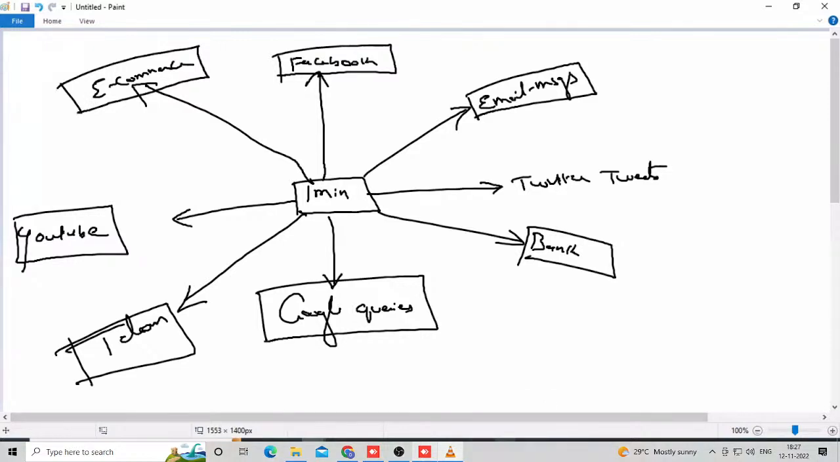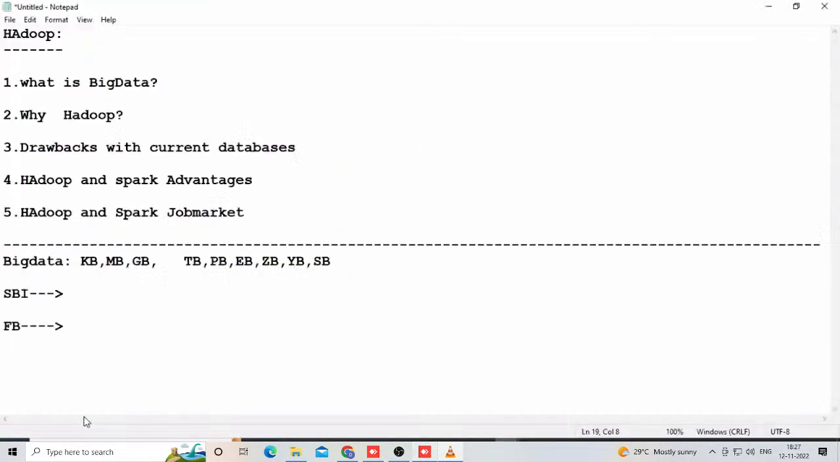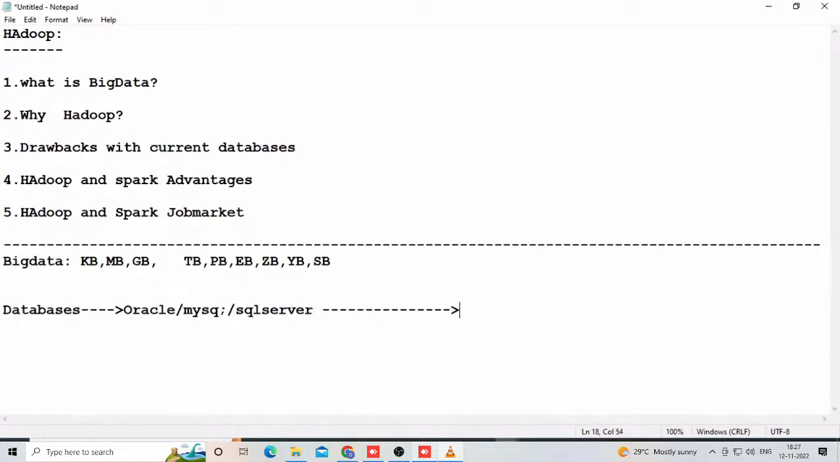Currently, we have databases for storing this data. We have databases like Oracle, MySQL, SQL Server, DB2. All these are used for OLTP, online transactional processing, for day-to-day operations.